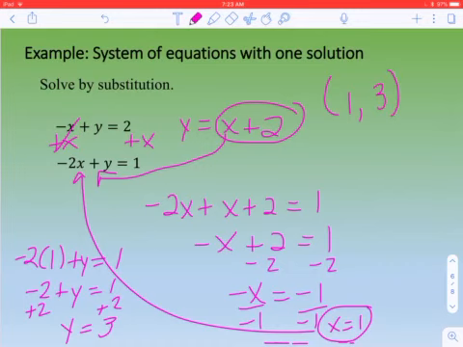And you can check it to make sure you get the right solution. So this would be negative 1 plus 3, and yes, that equals 2. And for the second equation, I get negative 2 plus 3, and yes, that equals 1. So remember, your ordered pair is going to be your solution. So make sure you take your x value and your y value and write it as an ordered pair.